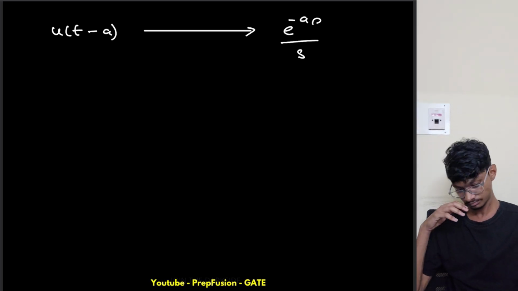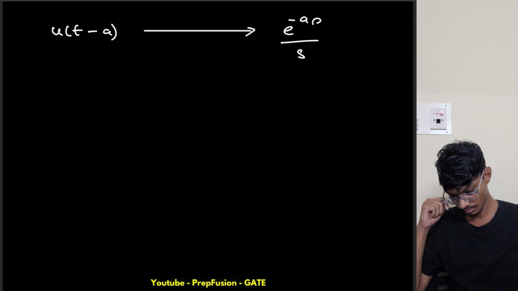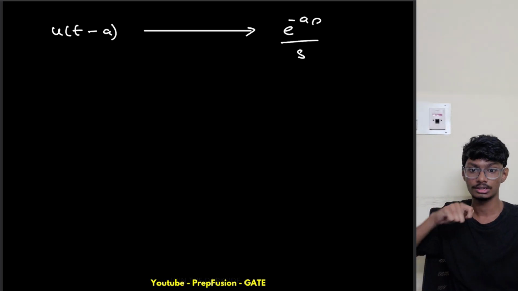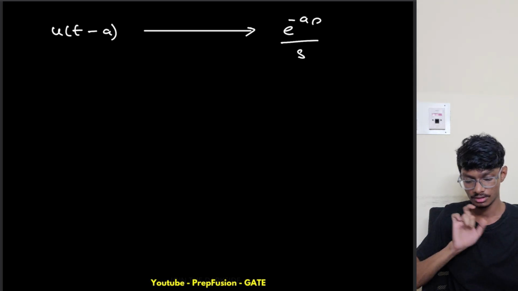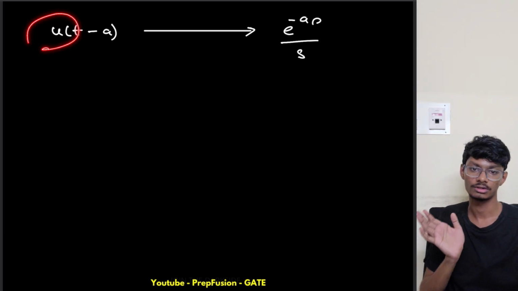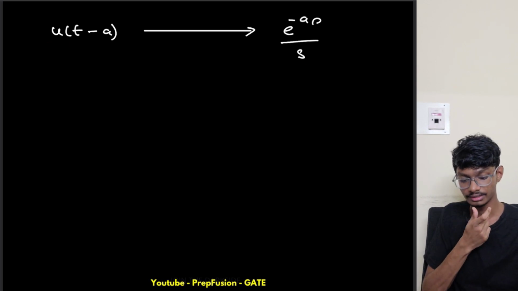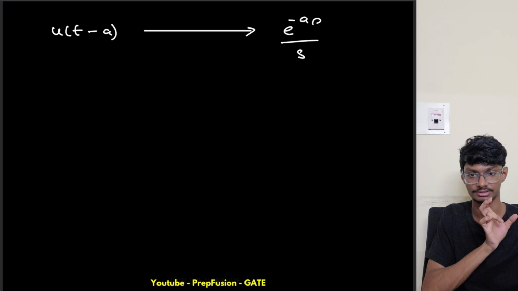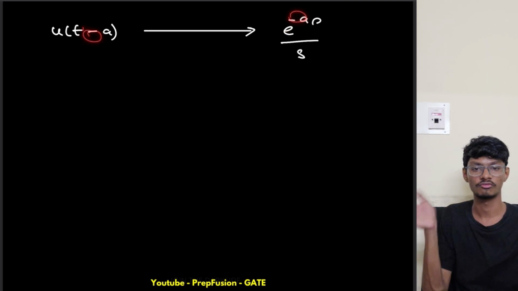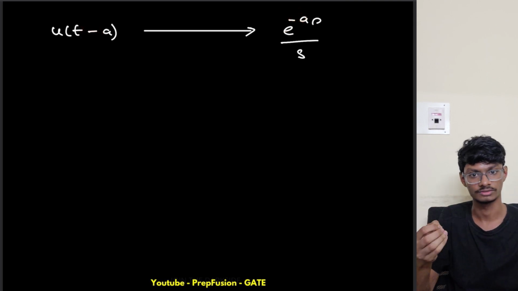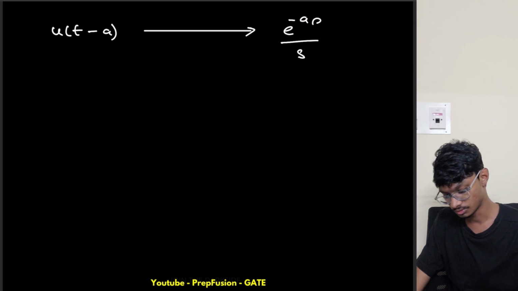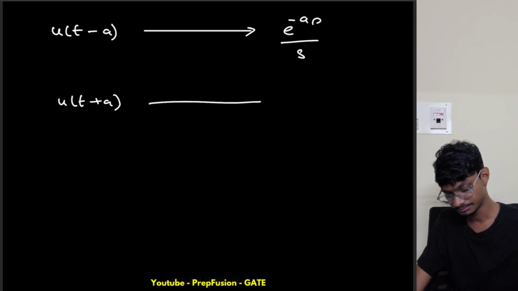Now what will be u of t plus a? One thing we observe: normally for u of t, we get 1 by s. For t minus a, we get a multiple of e raised to power minus as. For minus here we get minus. Now for plus, what will you get? Plus. You can prove it for yourself also, so that you can understand. So for u of t plus a, what we will get is e raised to power plus as by s.